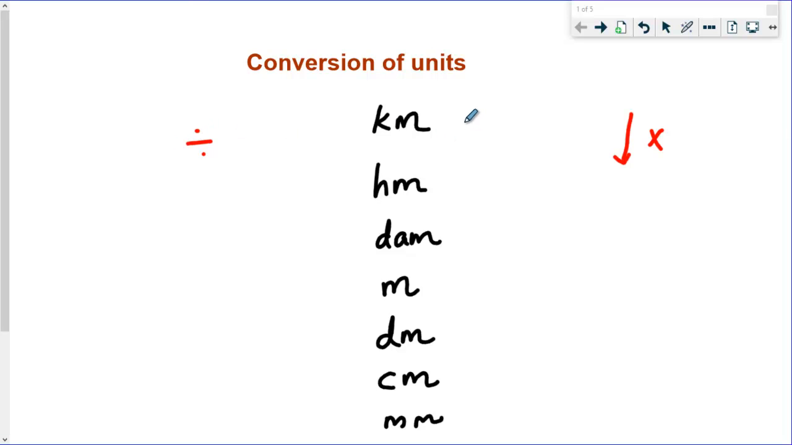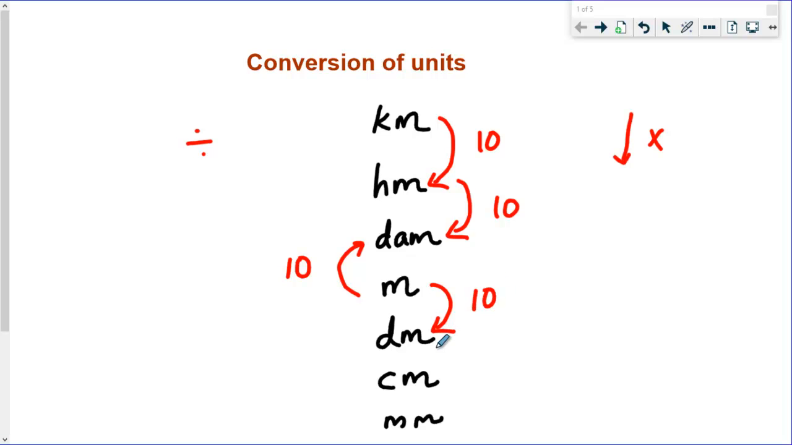Now, if you want to convert from kilometer to hectometer, we have to multiply with 10. If you want to convert hectometer to decameter, you also have to multiply with 10. Suppose you want to convert from meter to decameter, that is from small unit to big unit, you have to divide it with 10. If you want to convert meter to decimeter, you have to multiply with 10. dm to cm, you also multiply with 10. And if you want to convert millimeter to centimeter, you have to divide it with 10.